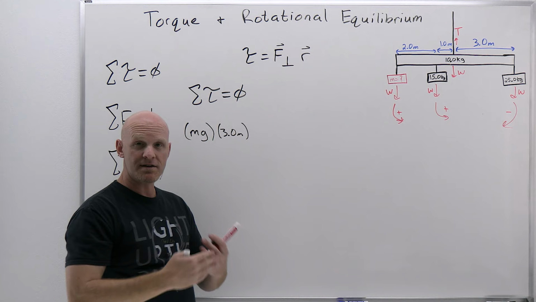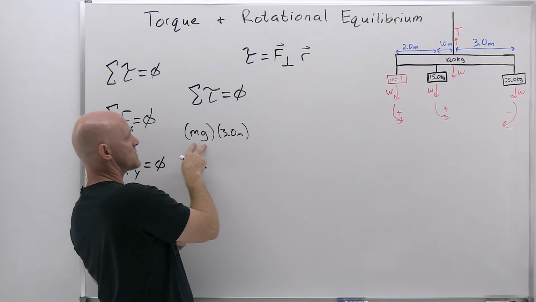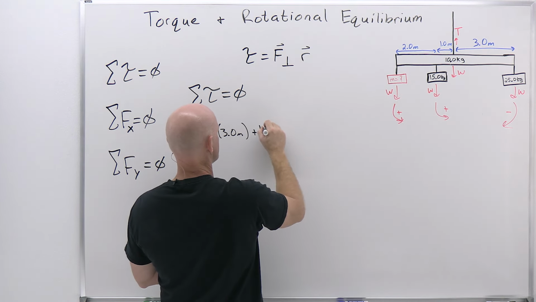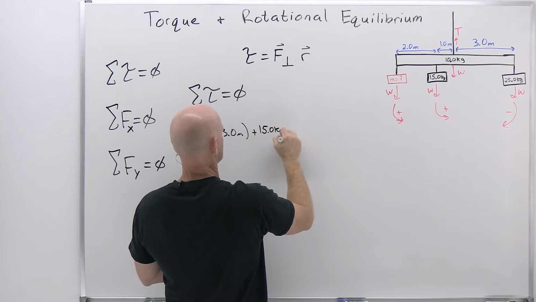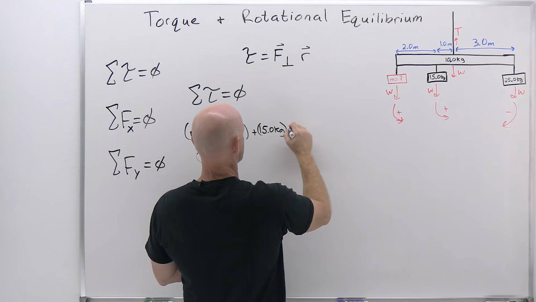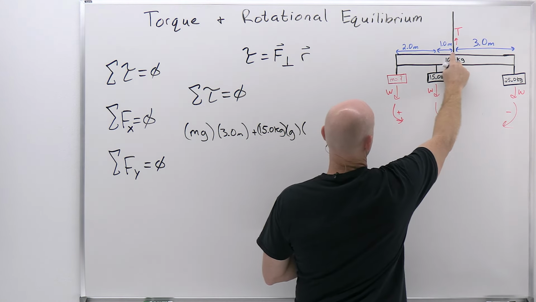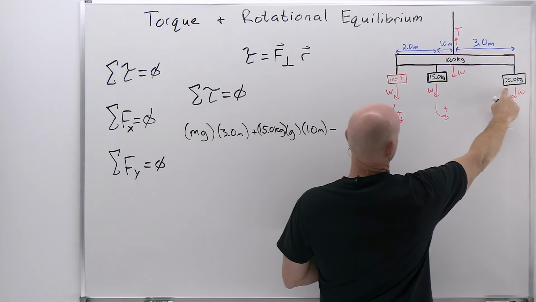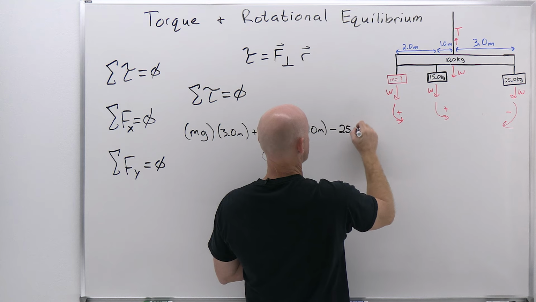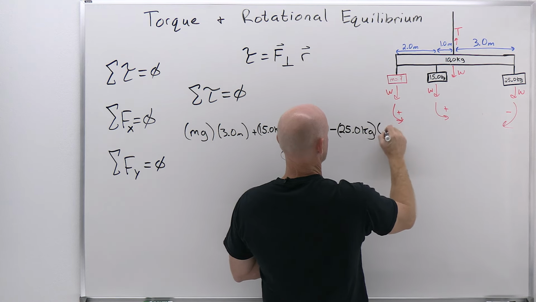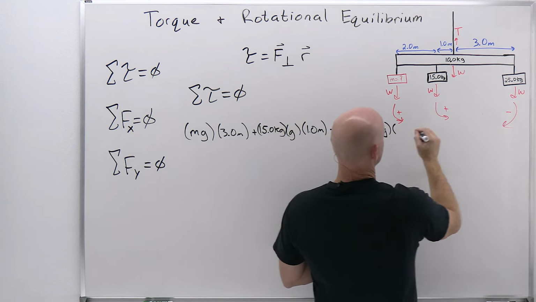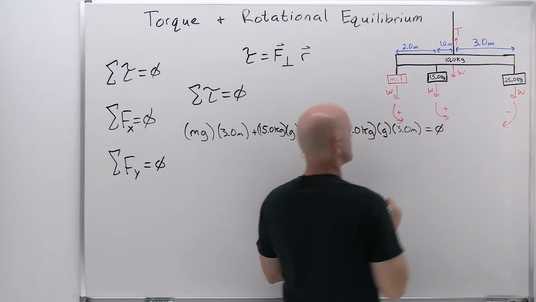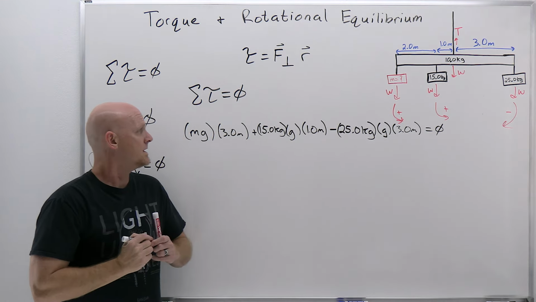Once again, these forces are all perfectly perpendicular, being vertical to our horizontal platform, our lever arm. So we don't have to worry about sine thetas or anything like that. We just plug in the forces. The weight's right in, so that's positive. The next one is positive as well: 15 kilograms times gravity, times a lever arm distance of 1 meter. And now the other one is going to be negative: 25 kilograms times g, times a lever arm distance of 3 meters. And this all adds up to zero.